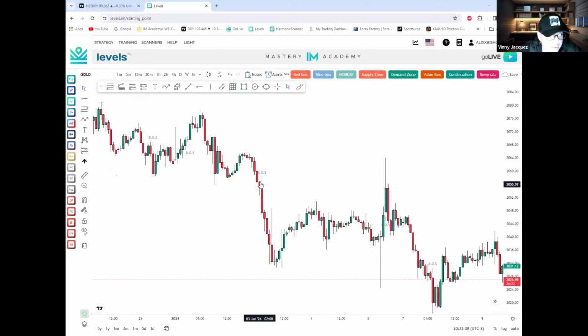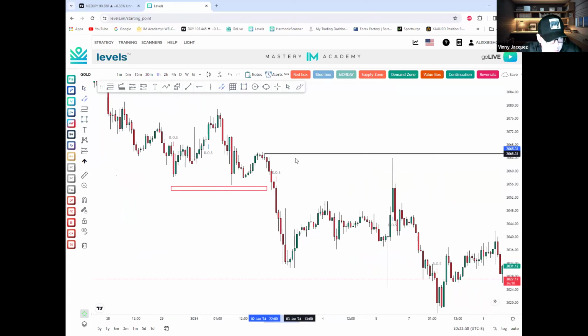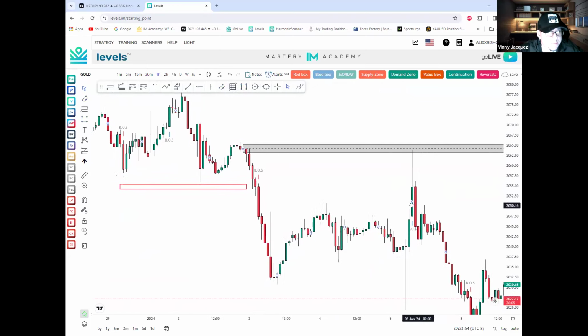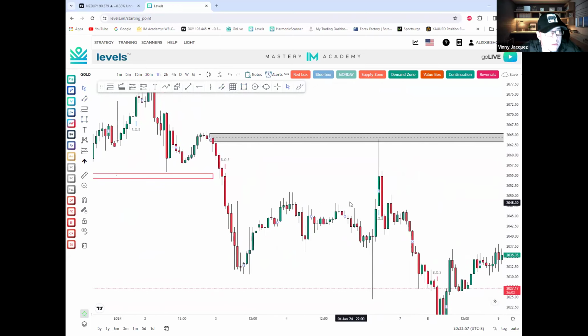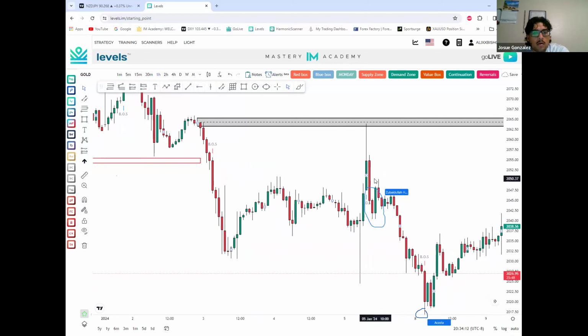We have a red arrow, and there should be a red box here. So where's my starting point? Right here, guys. This last green candle, that's my starting point. Sniped it. Now, where did market make that U-turn for me? Who wants to draw it out? Where did market make that U-turn? Right here?